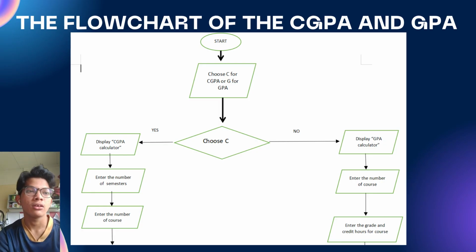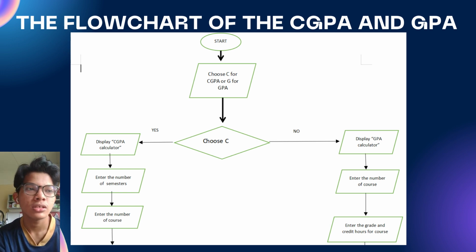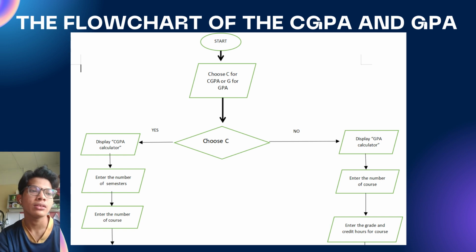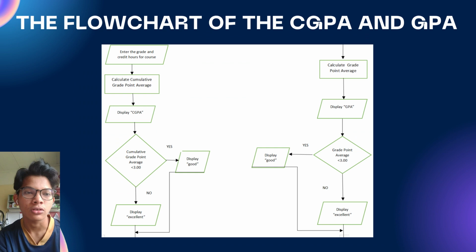Now for the flowchart of the CGPA and GPA. Firstly, we start and the user needs to choose the alphabet C for CGPA or G for GPA. If the input is C, the display will produce the statement CGPA calculator. Secondly, the user needs to enter the number of semesters. Then the user also needs to enter the number of courses, the grade, and credit hours for each course.